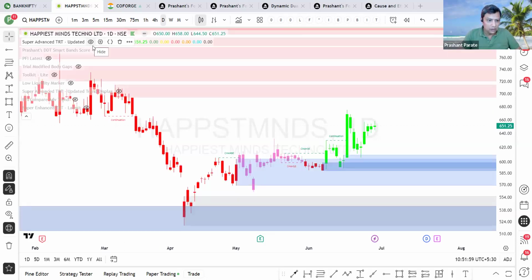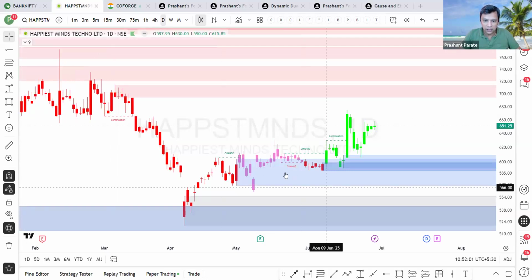This is Happiest Minds, and if we check, there is a bullish change here. Price came down, did not change the color to red. Then there is a bearish change again, and for the first time the selling area is broken here. Therefore, we see color changing to green. Then after 2-3 candles, price gave a retracement entry.